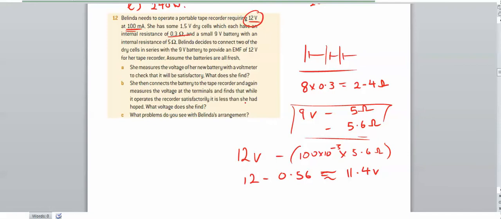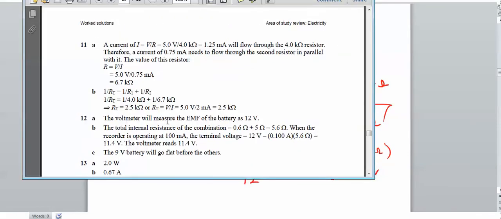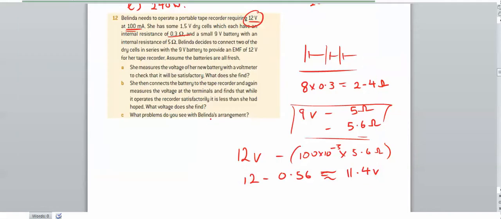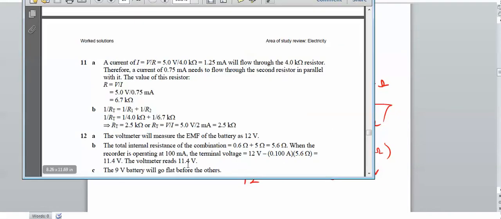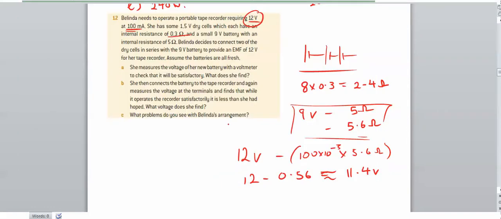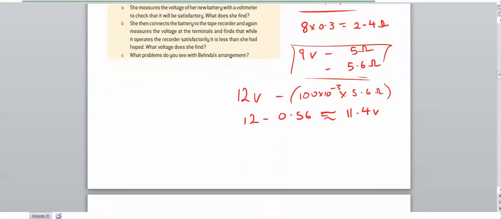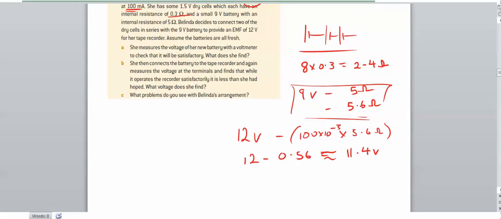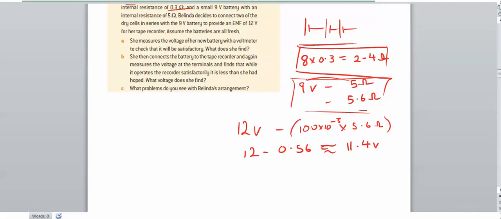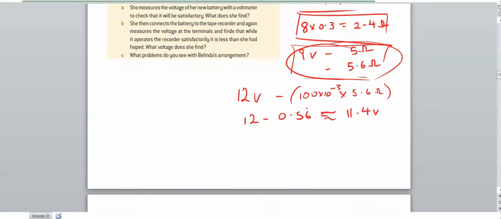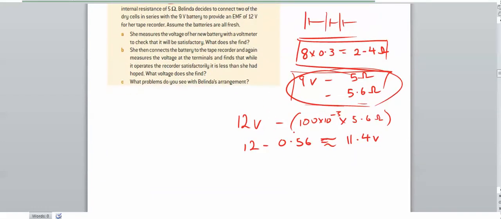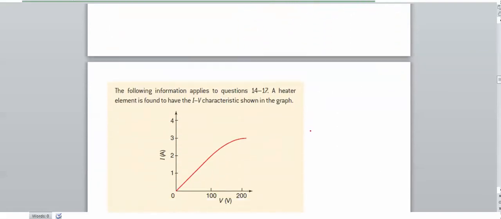What problems do you see with Belinda's arrangement? Well, the 9-volt battery will go flat before the others. Why would it go flat? We worked out that her arrangement of 8 cells only had a total resistance of 2.4 ohms, whereas the 9-volt battery and the 2 batteries in series had a total resistance of 5.6 ohms. So it'd be better for her to have the 8 cells connected in series.